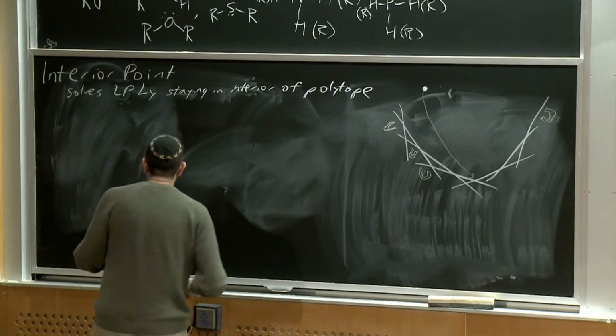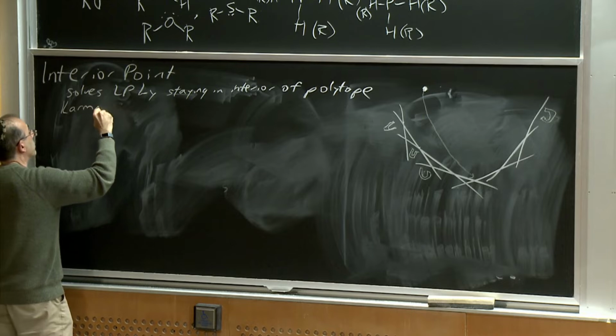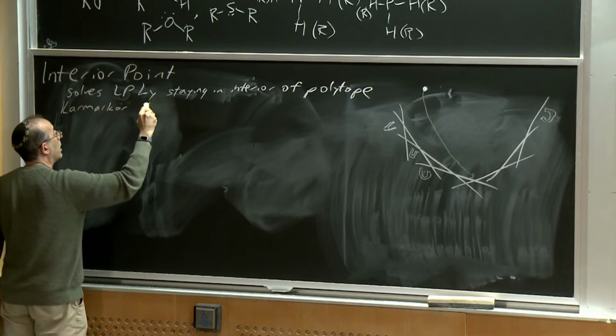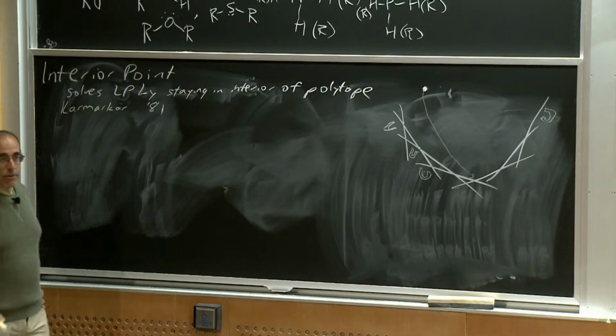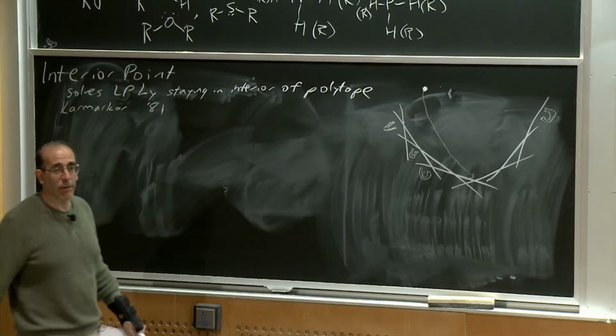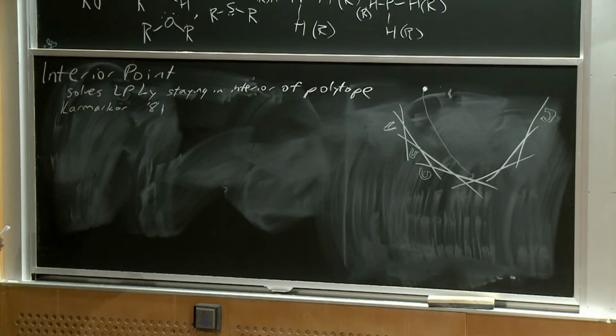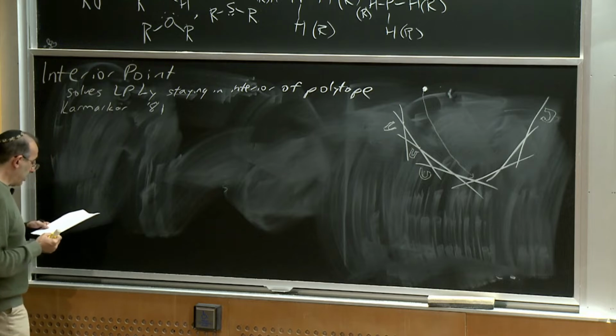Okay. The first of these was by Karmarkar in 1981. As I mentioned last time, it generated a tremendous amount of news coverage, all sorts of over-the-top claims, like now we can solve the traveling salesman problem in polynomial time, all sorts of things that were wrong. But it was a really tremendous breakthrough.